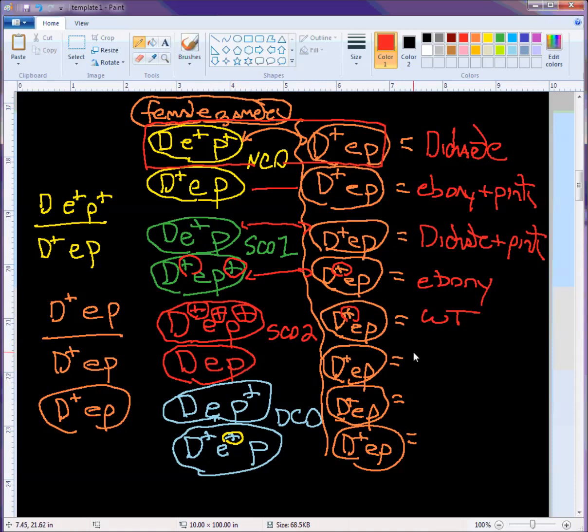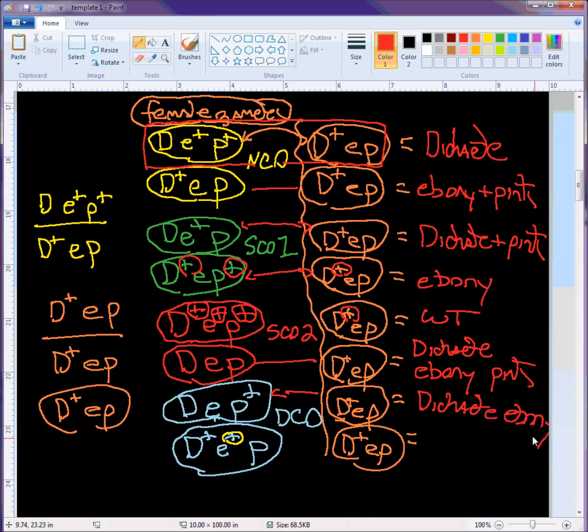These are going to be triple mutants: dicate because they have one dominant dicate allele and no wild-type ebony and pinks. So dicate, ebony, and pink. These two, we have dicate and ebony, because we have one wild-type dicate allele, the other one's a mutant, and we have one wild-type pink. So it doesn't have the pink mutation, or the pink phenotype. In the last one, the flies are going to be just pink because we have a wild-type ebony and no mutant dicate allele.